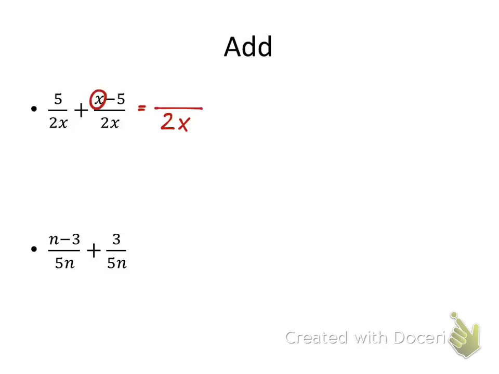So I find my x. Does x have anything to combine with? No, so I leave it x. But then I have 5 plus -5. Those are like terms. Well, what's 5 plus -5? 0. So here's my answer.